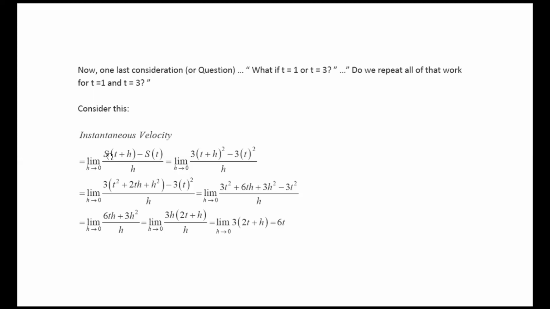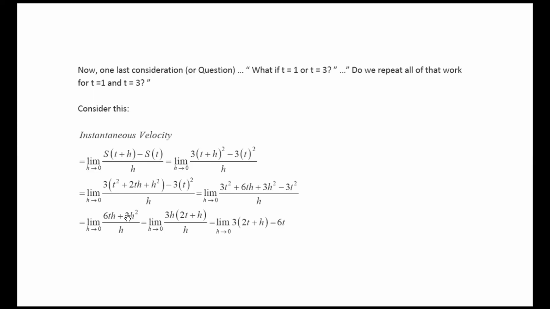And what is s of t plus h? Well, s of t plus h means go to our function, and everywhere we have a t, we're going to put in t plus h for the variable. And this will be minus s of t, which we substitute in. Now, square this, which is t squared plus 2th plus h squared. We didn't do anything to this. Now distribute the 3. In other words, multiply everything by 3. And notice we have a 3t squared and a 3t squared. The 3t squareds cancel.